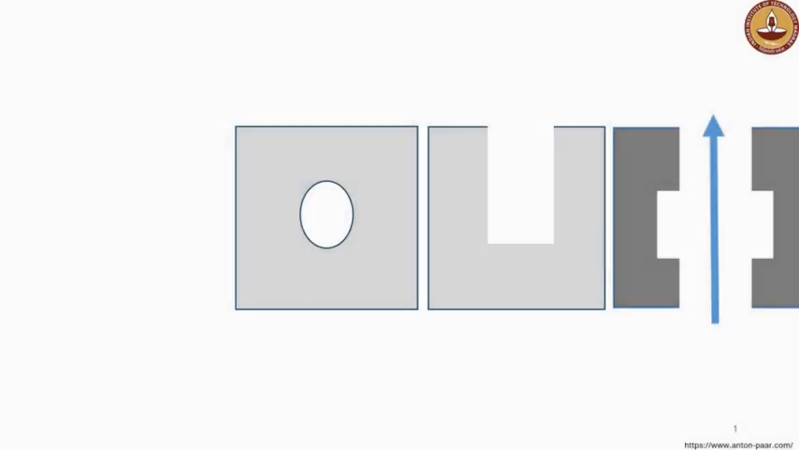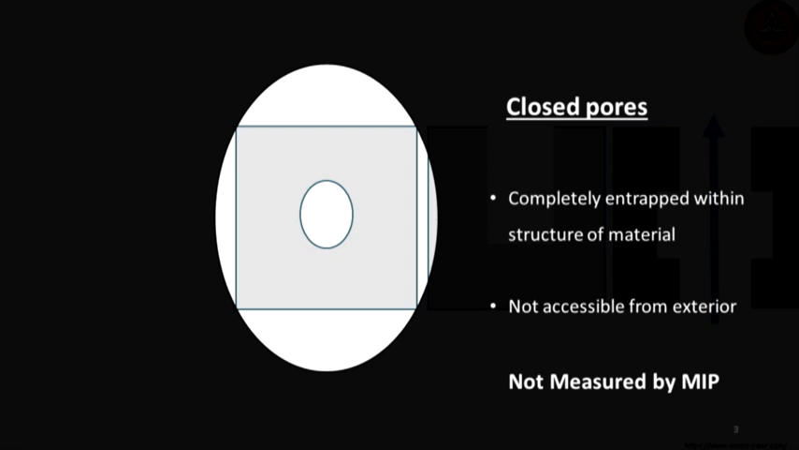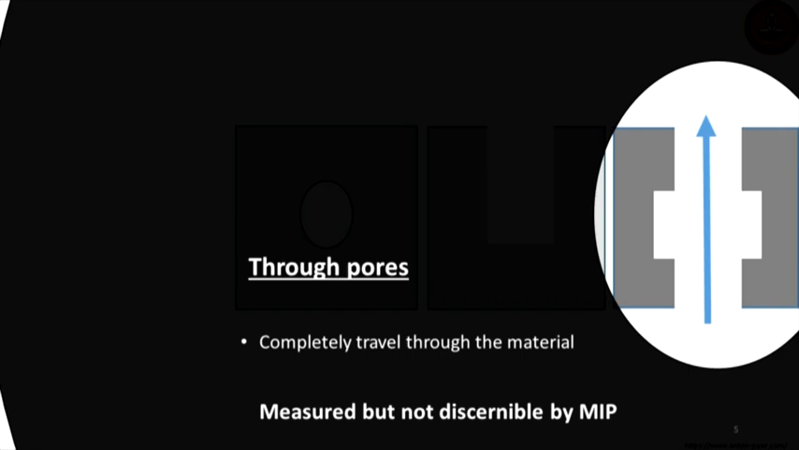So let us see what are the different types of pores which are likely to be present in a material. The first being closed pores. So the closed pores are completely entrapped within the material. They are not accessible from outside. So they are not characterized by the MIP. Now there are blind pores. Blind pores can be accessed from the exterior, but they do not travel all across the material. They can be characterized. Next one is through pores. They travel all across the material. They can also be characterized by MIP.